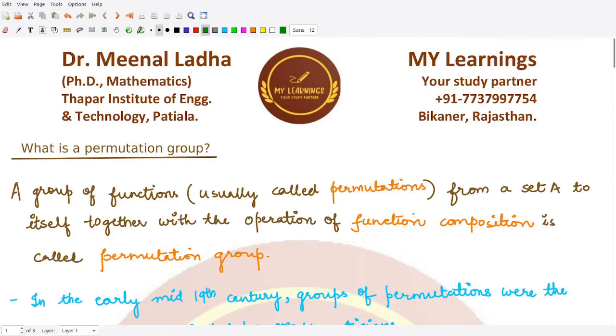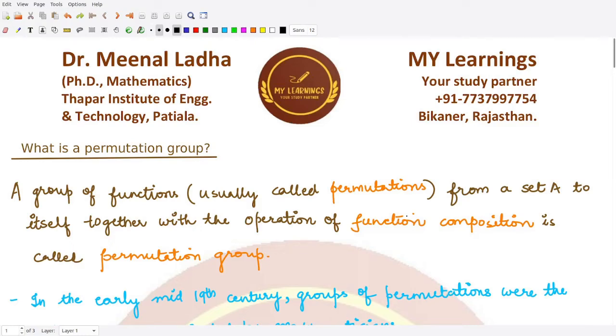It is basically a group, and the group elements in this case are functions which we usually call permutations. They are defined from some set A to the same set A. These functions are the elements that form the group, and the operation that governs all the functions here is function composition. So the set of all permutations together with function composition is known as a permutation group.